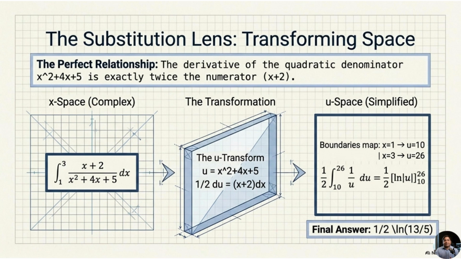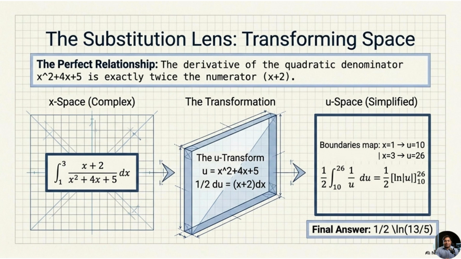This is a perfect case for substitution. We define u equals x squared plus 4x plus 5, then du equals 2 times open parenthesis x plus 2 close parenthesis dx. So 1 half du equals open parenthesis x plus 2 close parenthesis dx. Now we change the boundaries. When x equals 1, u equals 1 squared plus 4 times 1 plus 5. That gives 1 plus 4 plus 5, which equals 10. So the lower boundary becomes u equals 10.